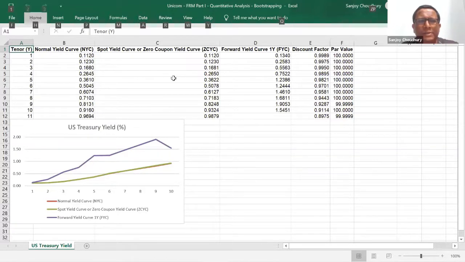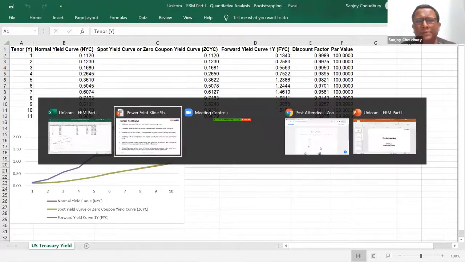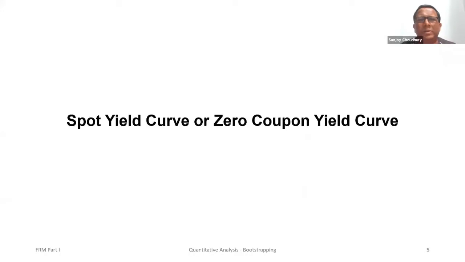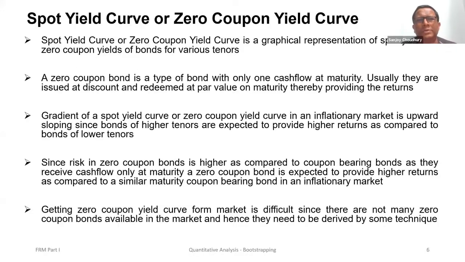Before that, let us explain the concept of the spot yield curve or the zero coupon yield curve. It is a graphical representation of the spot yields or zero coupon yields of bonds for various tenors. A zero coupon bond is a type of bond with one cash flow at maturity. Usually they are issued at a discount and redeemed at par value on maturity, thereby producing the returns.